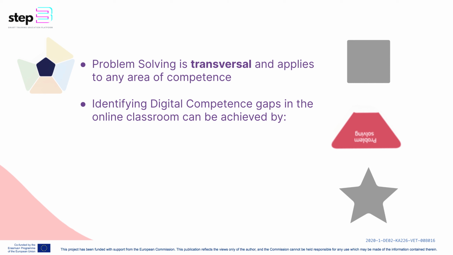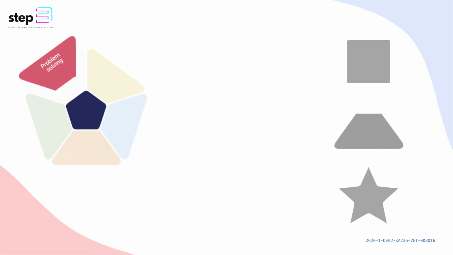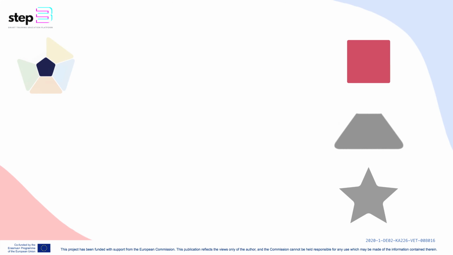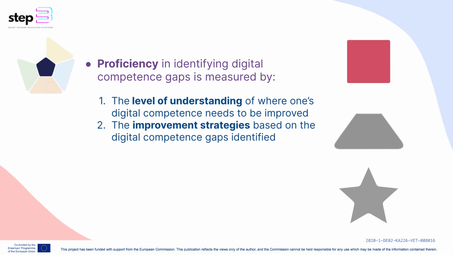Identifying digital competence gaps in the online classroom can be achieved by using digital tools which contribute to the identification of knowledge gaps and communicating gaps to the rest of the classroom, as others may have the same gaps without being aware of them. Proficiency in identifying digital competence gaps is measured by the level of understanding of where one's digital competence needs to be improved, and the strategies for improvement based on the digital competence gaps identified.